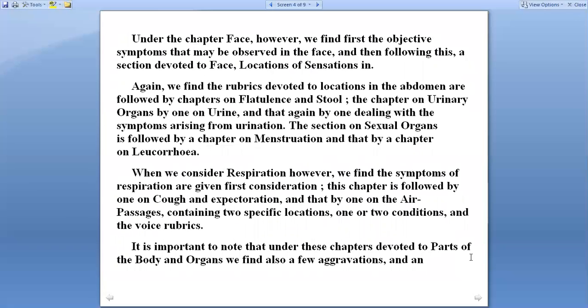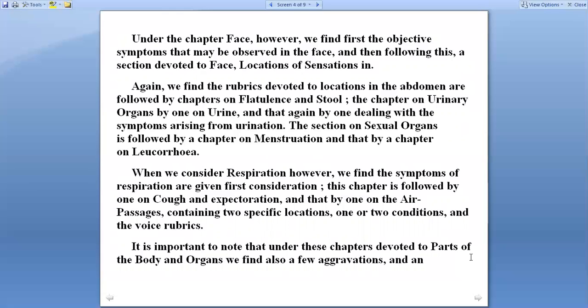Under the chapter face, however, we find the first objective symptoms that may be observed in the face, then following this a section devoted to the face, location of sensation in. Again, we find the rubric devoted to location in the abdomen followed by a chapter on flatulence and stool. The chapter on urinary organs is followed by one on urine, and then again by one dealing with the symptoms arising from urination. The section on sexual organs is followed by a chapter on menstruation and by a chapter on leukorrhea. When we consider respiration, however, we find the symptoms of the respiration are given first consideration. This chapter is followed by the one on expectoration, that by one on the air passages containing two specific locations, one or two conditions, and the voice rubrics.